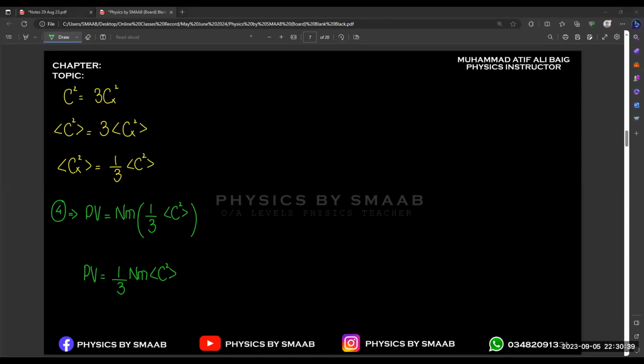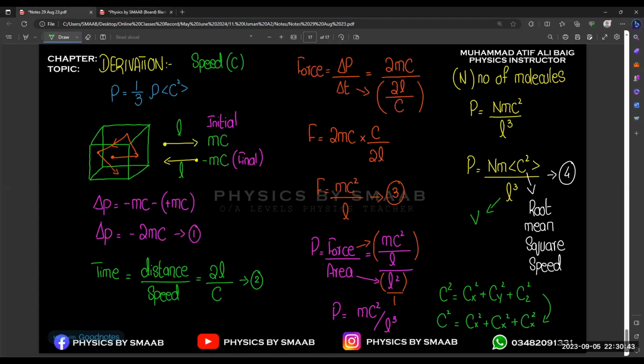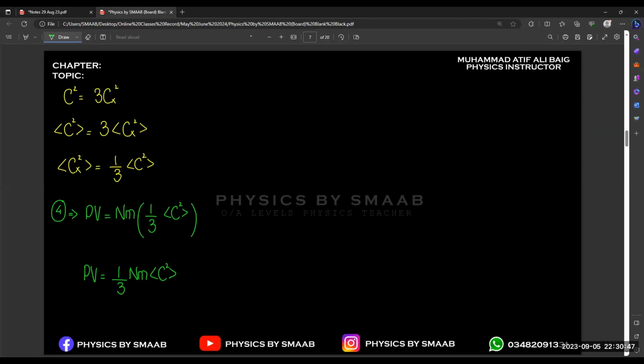Okay. And from which point did we start? We started from P equals 1 over 3 density C squared, right? So if we take the reference from this equation and shift, we know that the formula for density is mass per unit volume.